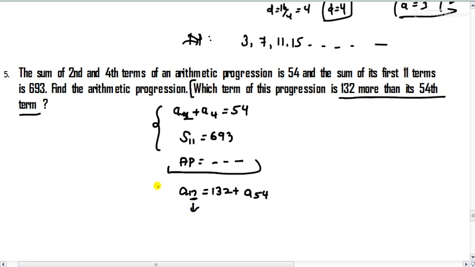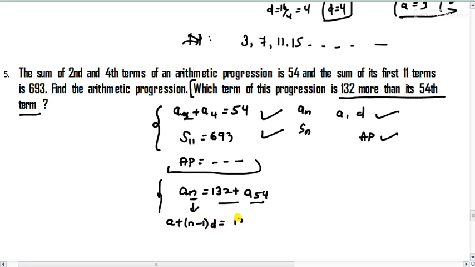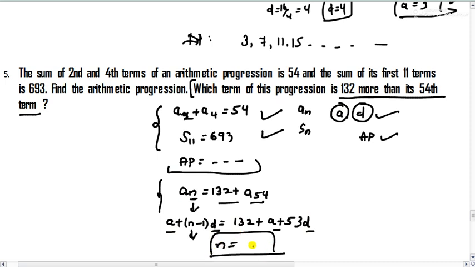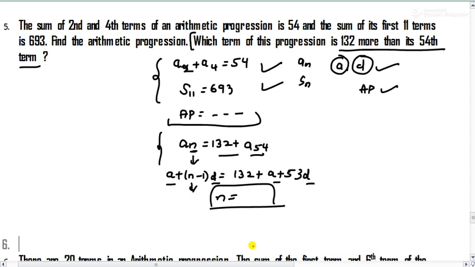So this is actually a 5 mark question. Here, same method: use the an formula and the Sn formula, you get the A and D values, right? You'll get the AP. Are you following? And for the second question, use this formula, substitute A plus n minus 1 into D, and here 132 plus A plus 53D. You will already have the A and D values. Just substitute everywhere and solve it for n. It's easy. So I guess you can try this as well. No need of explanation, correct? You can do it, no? Are you guys following?